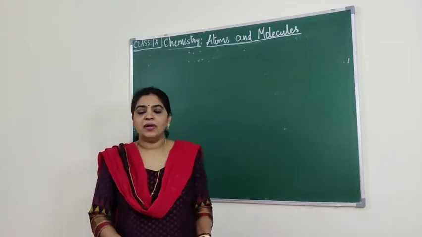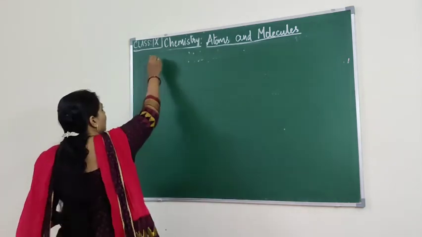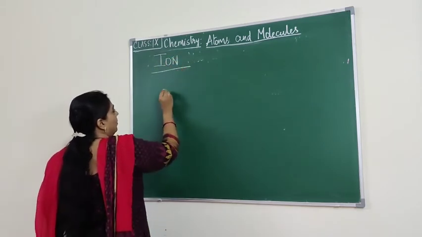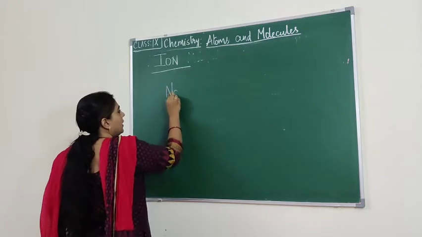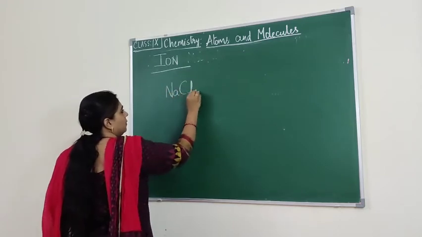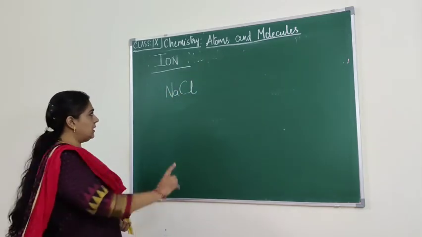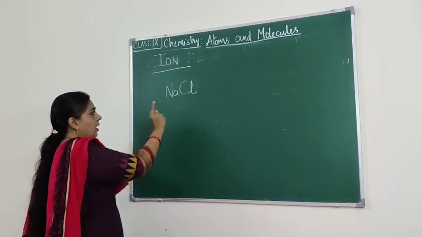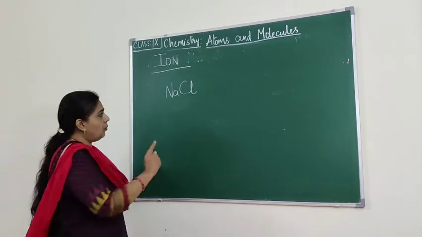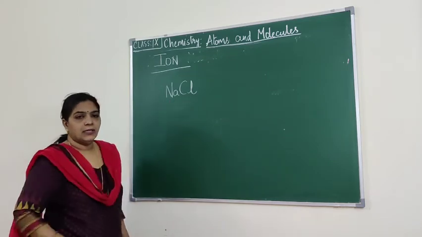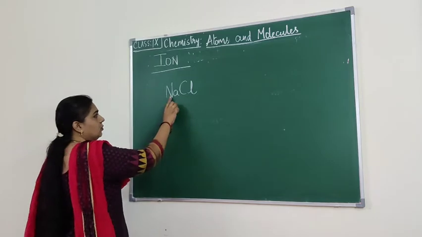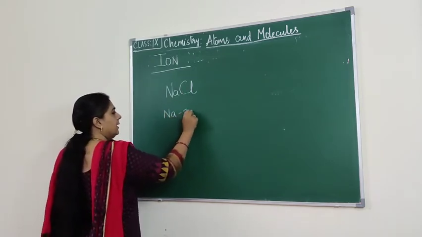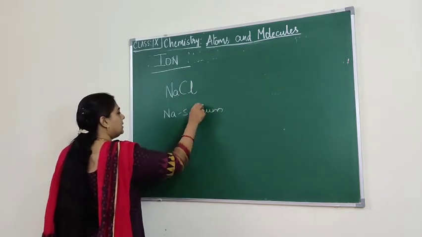Let us learn what is an ion. What is an ion? When we look at compounds such as sodium chloride, we see that two elements are combined. Out of these two elements, one is metal, the other one is non-metal. So here, two elements. Which are those two elements? One is Na, sodium, and Cl is chlorine.